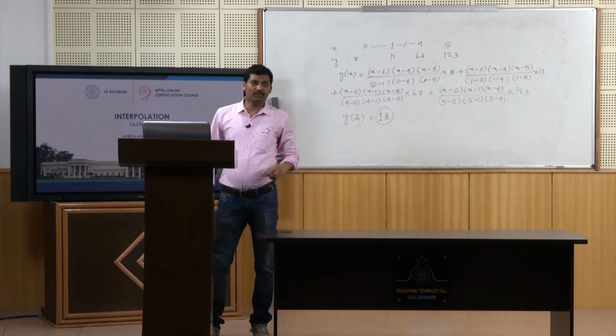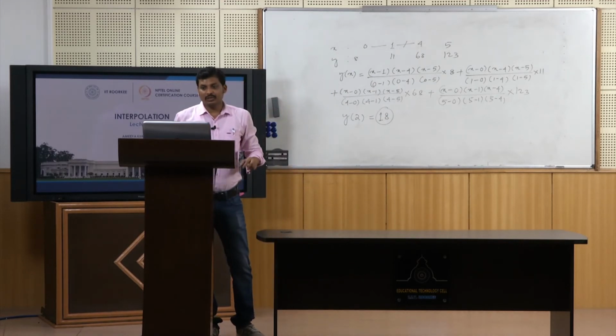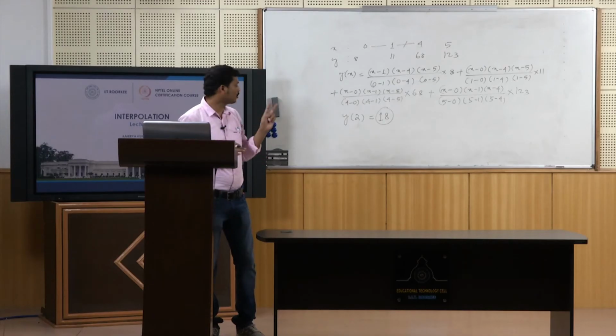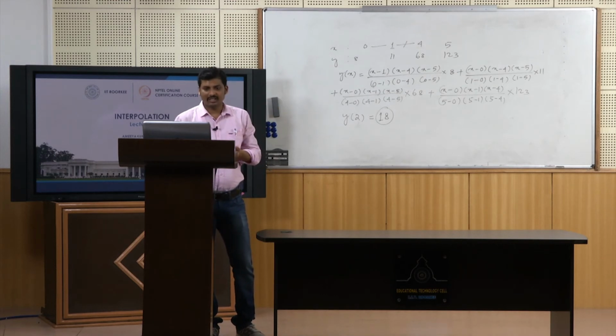And for that, what we will do is fit another polynomial, suppose q of y, such that the function is defined as x as a function of y. This means that always we are just expressing y as a function of x. If it is asked to evaluate this functional value, we can just use it in a reverse form. That means we can use x equals q of y, since y is the independent variable and x is the dependent variable.